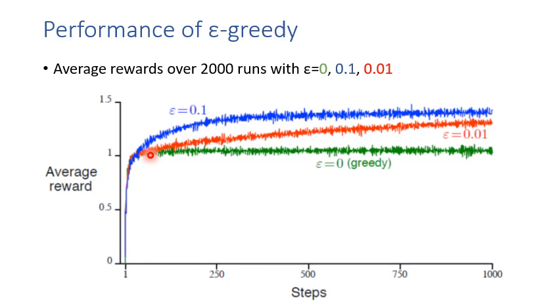The red line is epsilon equals 0.01. It gradually improves its rewards because it only explores 1% of the time. The blue line is epsilon equals 0.1. It improves faster than the red line, but we can see that the red line is slowly approaching the blue line.